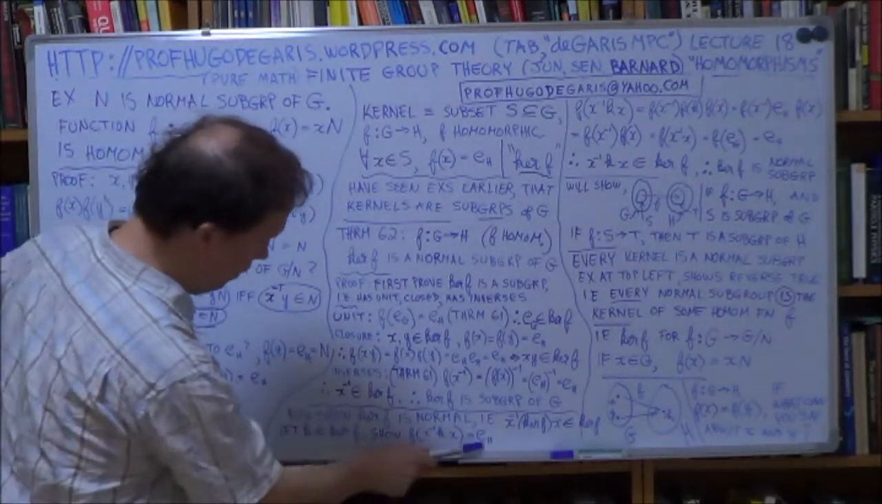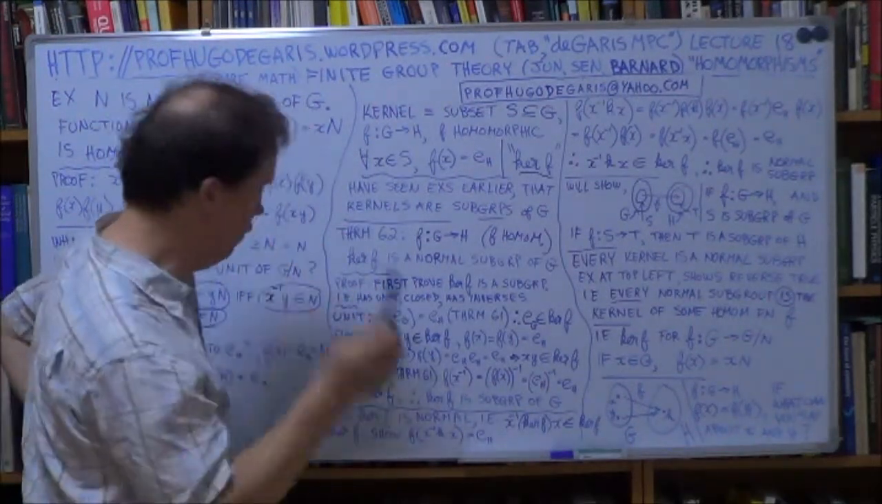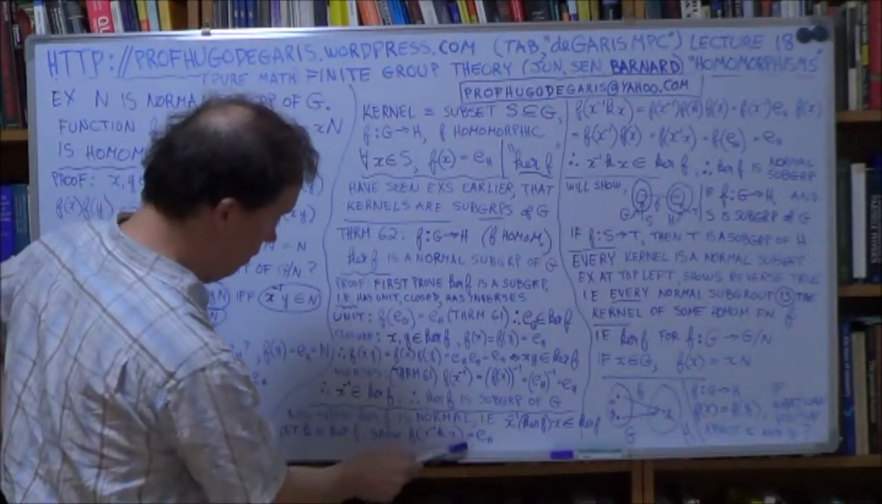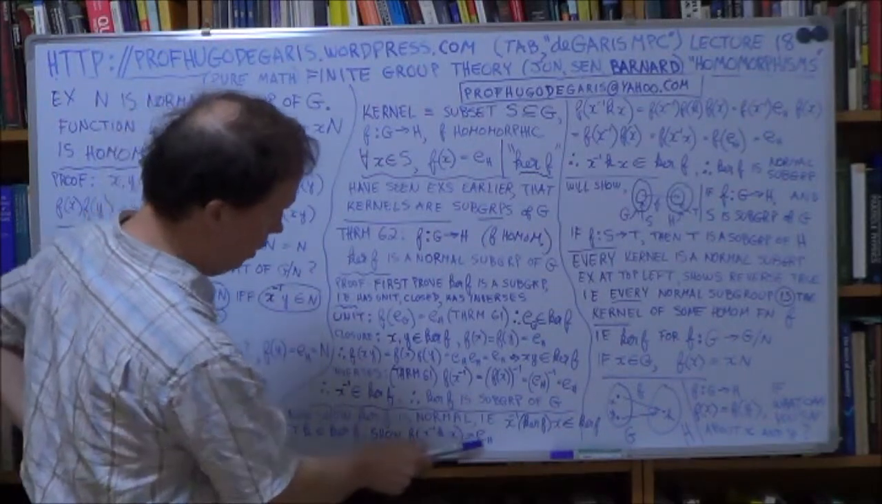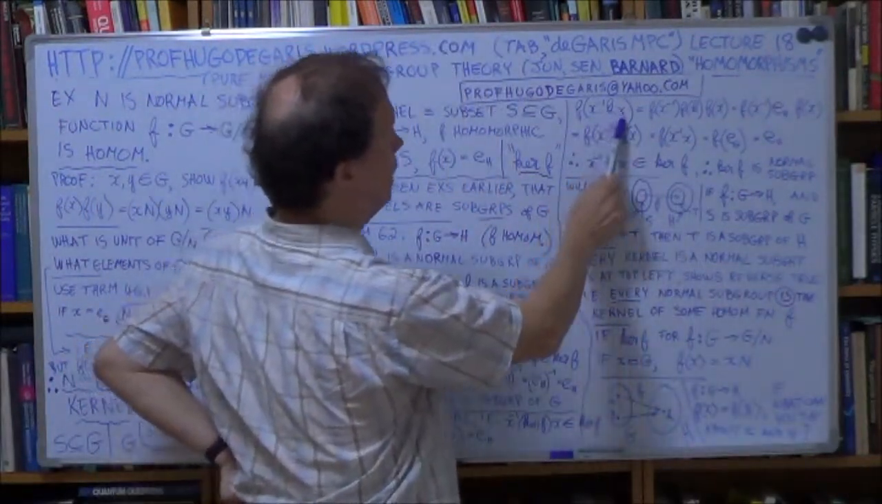So that's to prove normality, to prove that the kernel is a normal subgroup. We have to show this. That's what it boils down to. All right, so let's try to show that. So it's up here: f of x inverse kx.